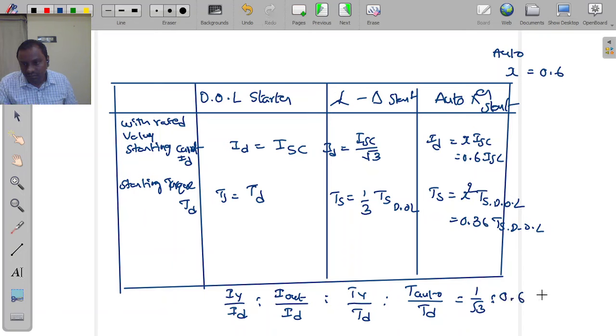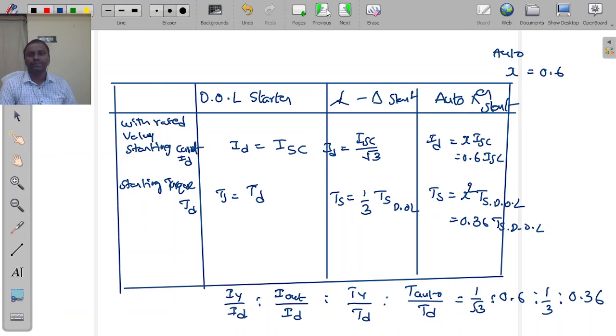0.6 is 2. This torque divided by this torque will become 1 by 3 is 2. This torque divided by this torque will become 0.36. Answer has to be 1 by root 3 is to 0.6 is to 1 by 3 is to 0.36.